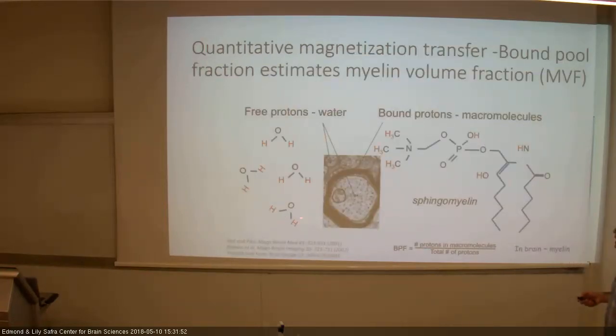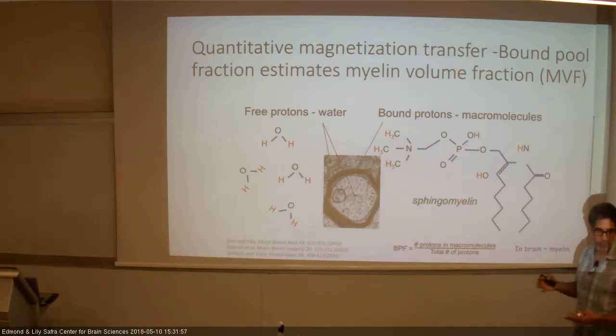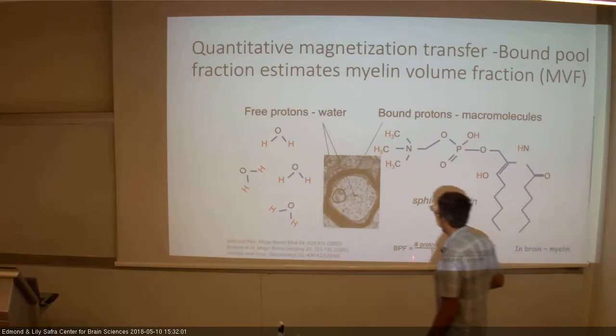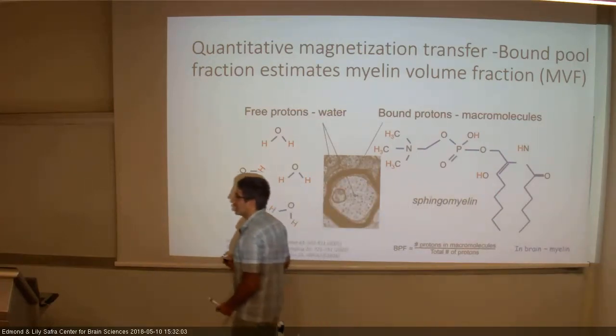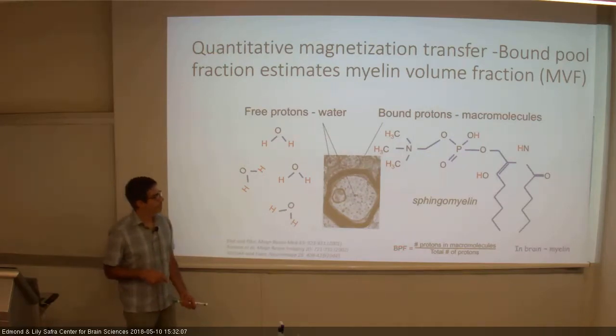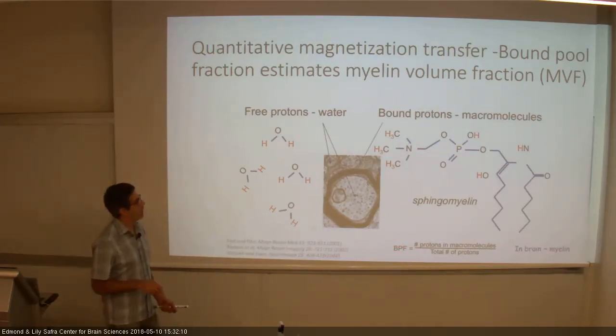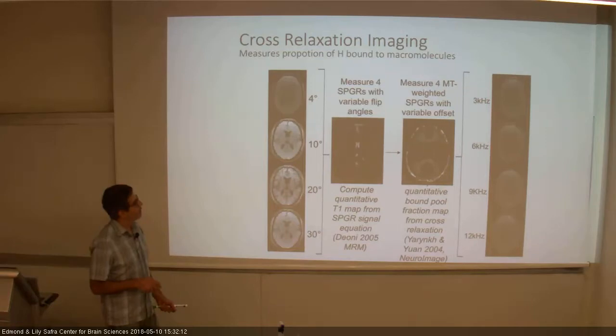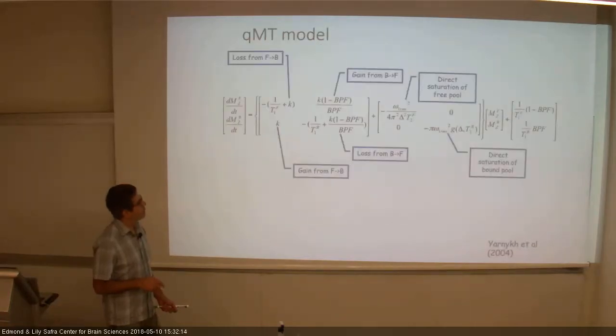And people again relate this to myelin, because myelin is really rich with macromolecules and phospholipids, which have these hydrogens. And they call it sometimes quantitative magnetization transfer, or BPF, the bound pool fraction. And people suggest it's really highly related to myelin again. Let me just skip that.